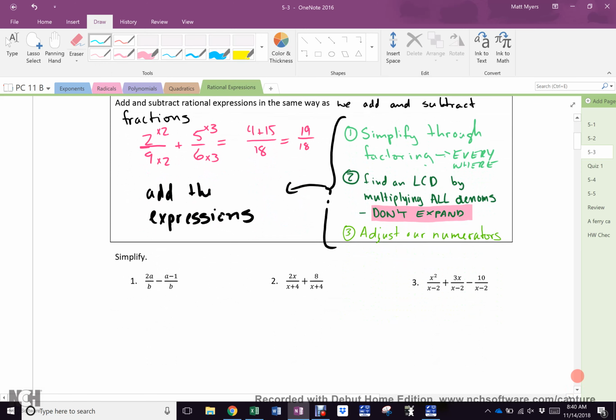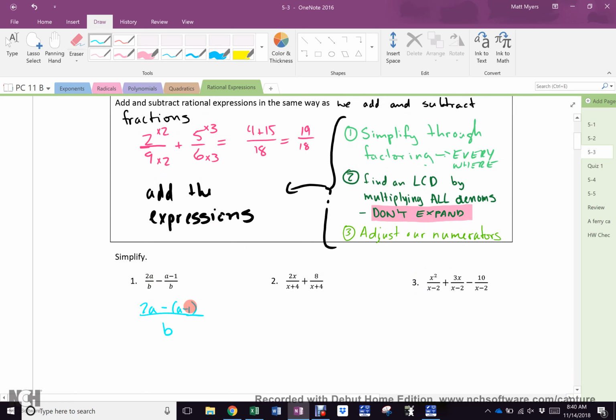Let's start with this nice, easy first one. Is there any factoring to be done? Absolutely not. Okay. Is there a lowest common denominator? Yeah. What is it? B. So everything is going to be over B. So I have 2a minus (a minus 1).